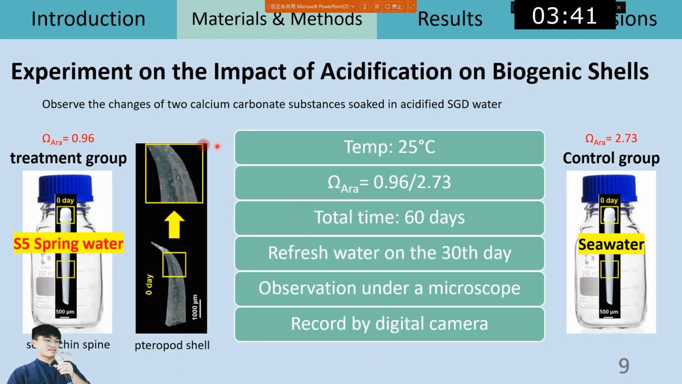And this study has an experiment on the impact of acidification on biogenic shells. It used the spring water to observe the change of two calcium carbonate materials. It soaked the sea urchin spine and a pteropod shell into the spring water, which omega is 0.96. And it is for the treatment group. And the control group is the normal seawater, and this is the omega. And this is the condition.